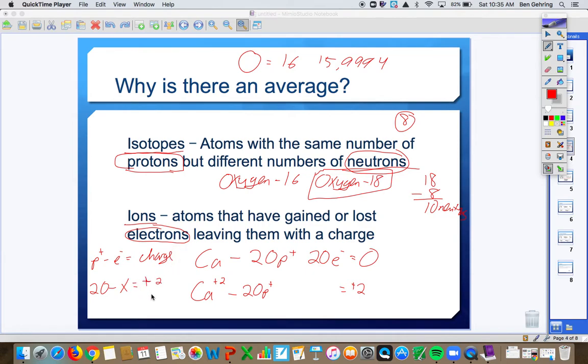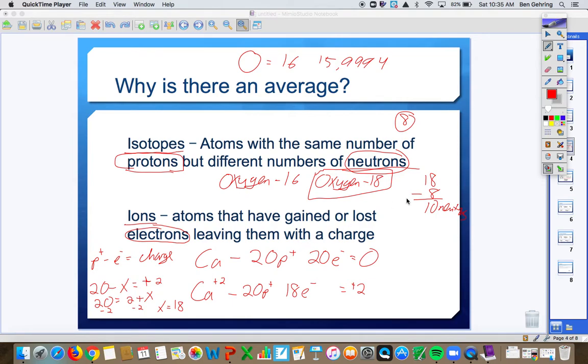Then we're going to solve for x. So I've got to get x by itself. I'm going to add it to the other side because it's negative right here. So I have 20 equals 2 plus x. And I'm going to subtract 2, and I get x equals 18. So that means calcium with a positive 2 charge, the calcium ion, has 18 electrons.